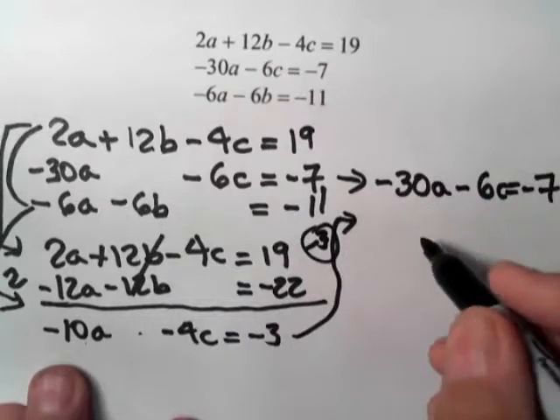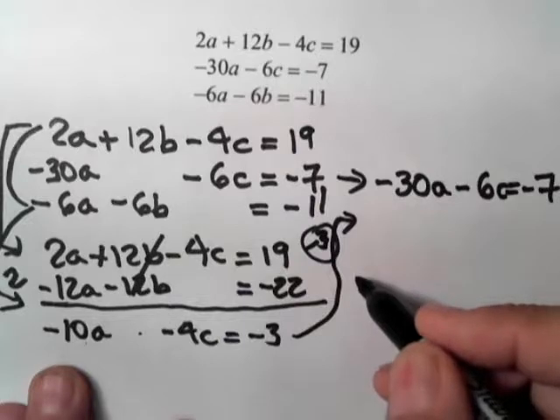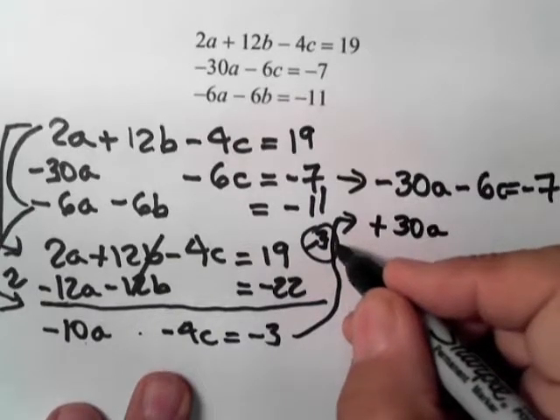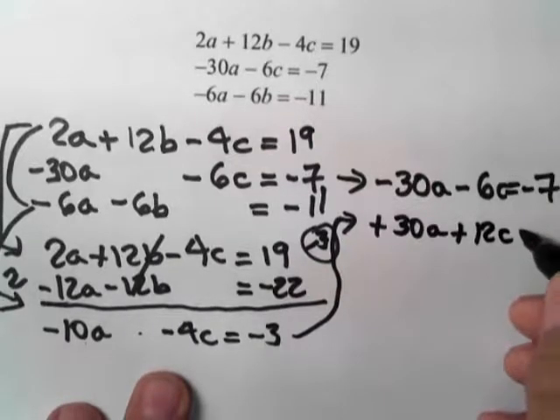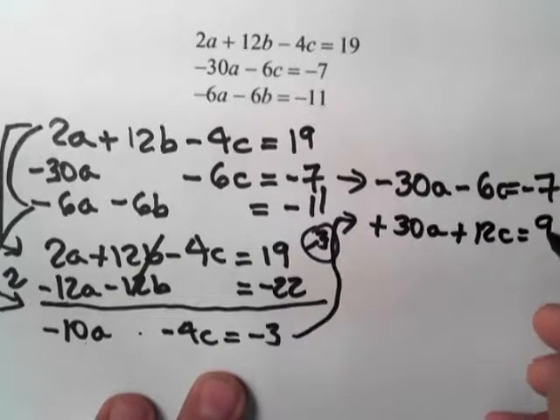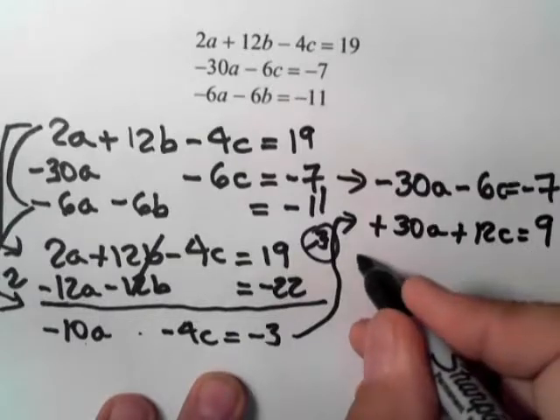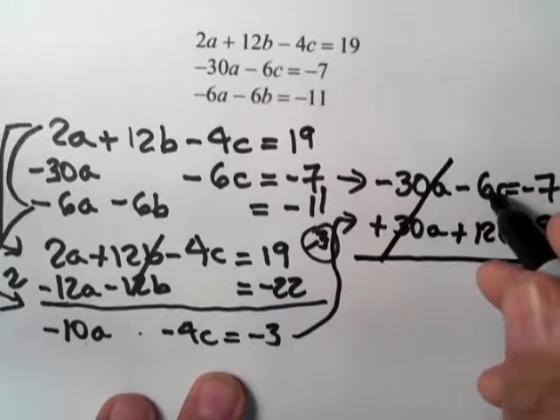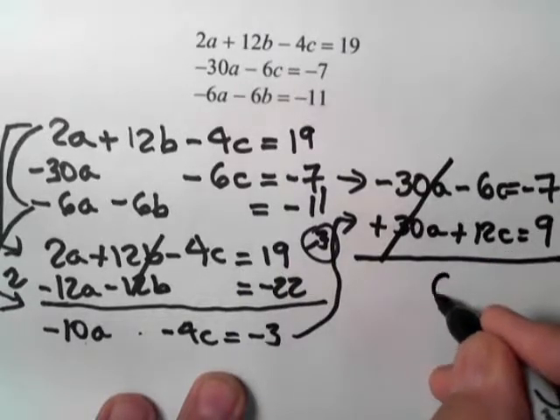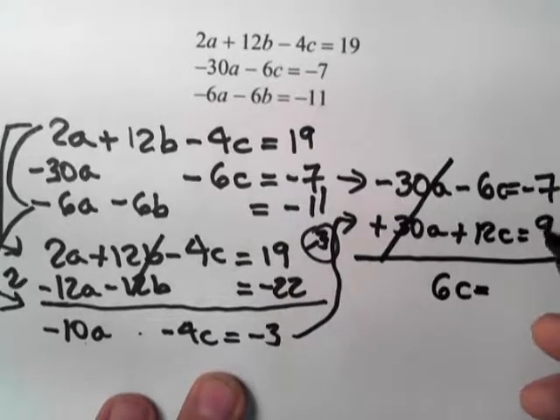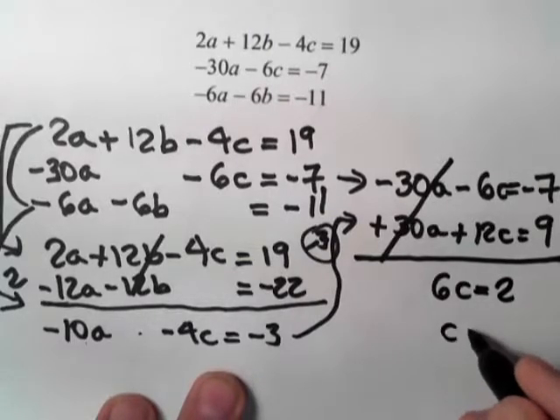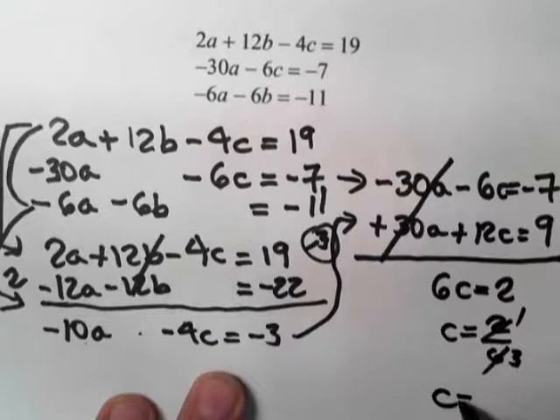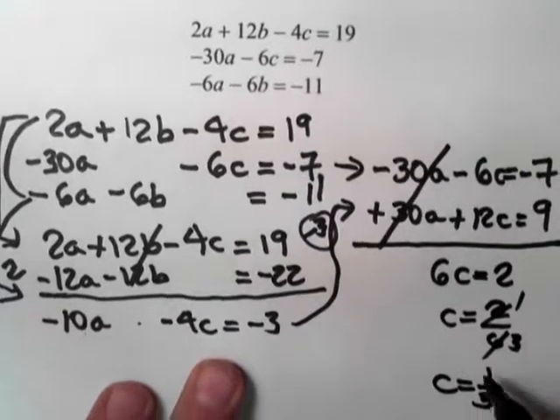I've got to multiply everybody by it, so let's do it carefully. Negative 3 times negative 10 is positive 30a. Now remember, these eliminate. That's what we wanted. Negative 3 times negative 4 is positive 12c. And negative 3 times negative 3 is positive 9. Now let's combine these. Remember, we set it up so that the a's would cancel out. There they go. And negative 6c plus 12c means we have 6c equals, and negative 7 plus 9 is positive 2. So c equals 2 over 6, or reducing this, 2 goes once here and 3 times here, c equals 1/3.